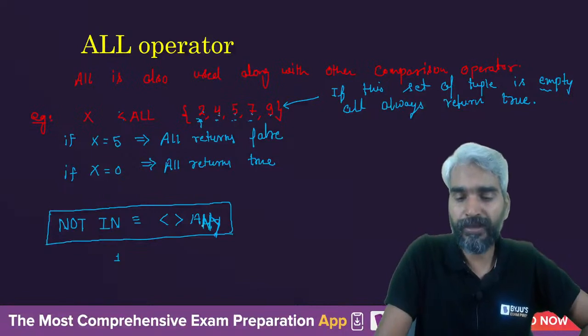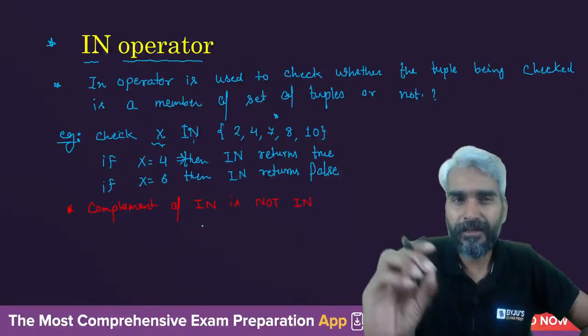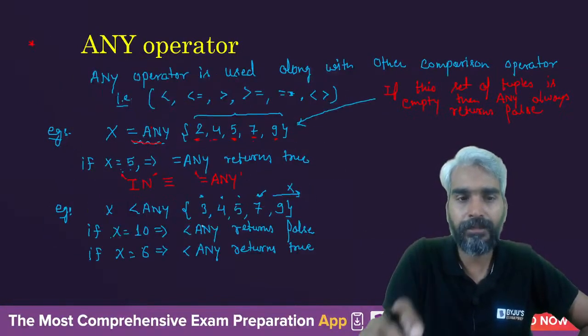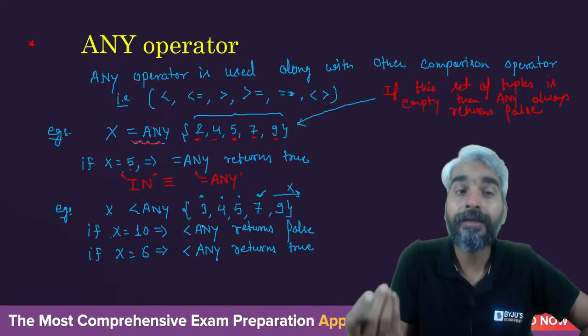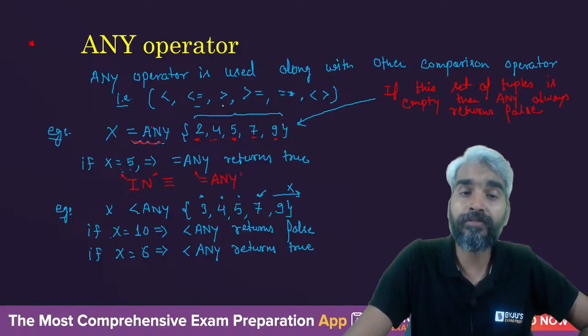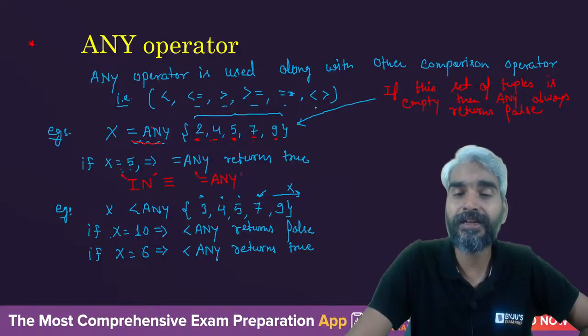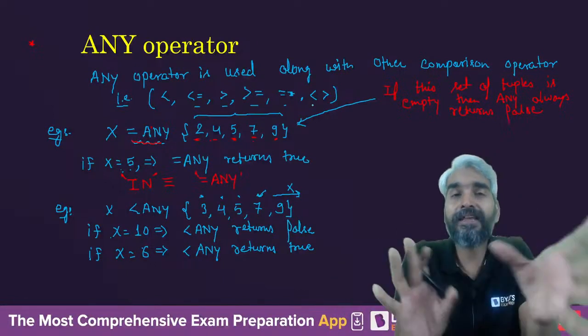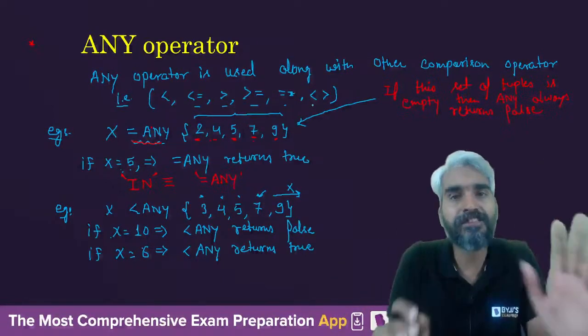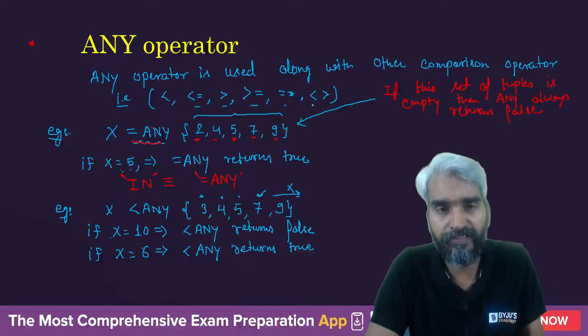So this is it. We have seen all three operators. IN will just check whether it is a member or not. Equals to ANY will eventually be equivalent to IN only, but ANY can also be used along with other operators. So it is not necessary that ANY is exactly like IN. No, ANY can check for other comparison conditions as well. Therefore, there is a use of ANY as well.